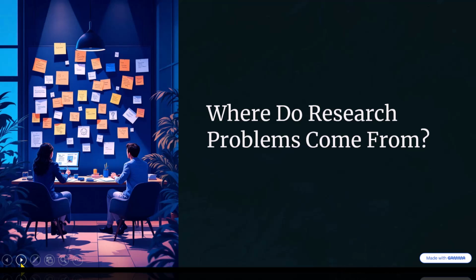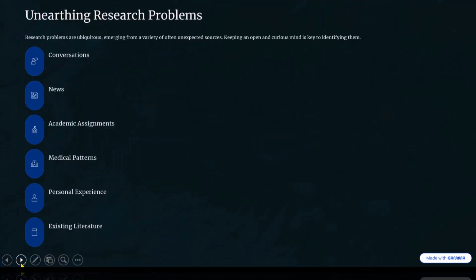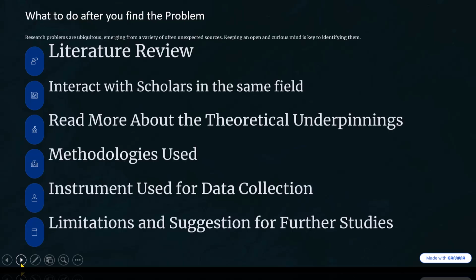They say, where do research problems come from? Number one, it can come from your daily conversations with your friend, with your experience. It could come from the news. It could come from an academic assignment which you have done in all the coursework you have done, a seminar paper. It can come from medical patterns. It can come from personal experience. Most educational research and medical research could emerge from personal experience. That means you are a practitioner, and in the process, it could come from existing literature.